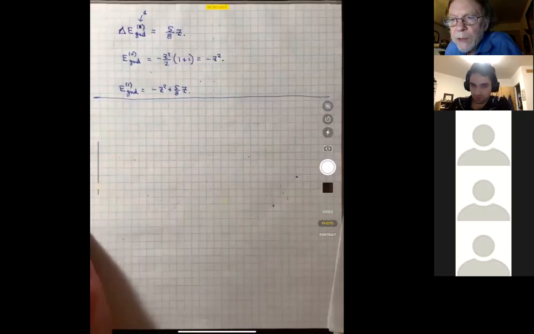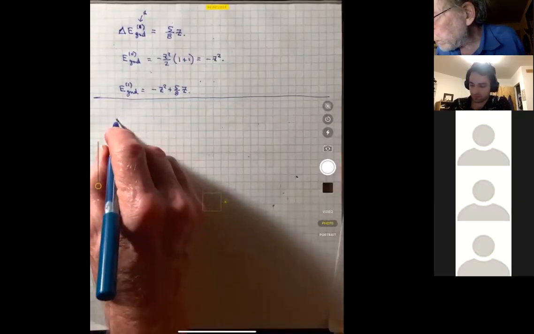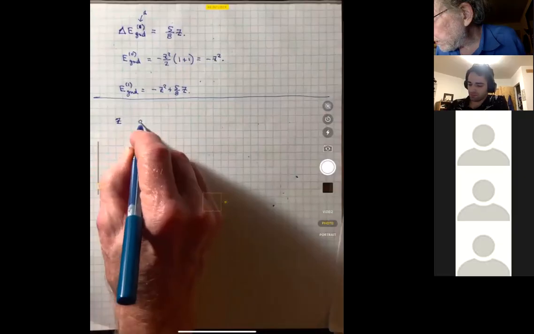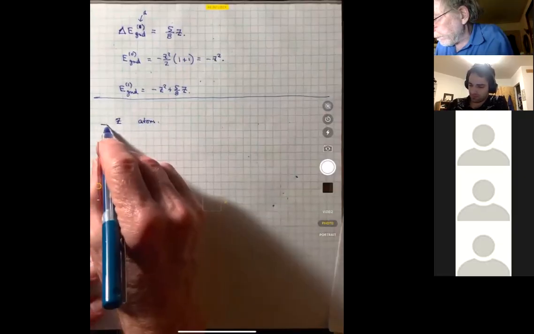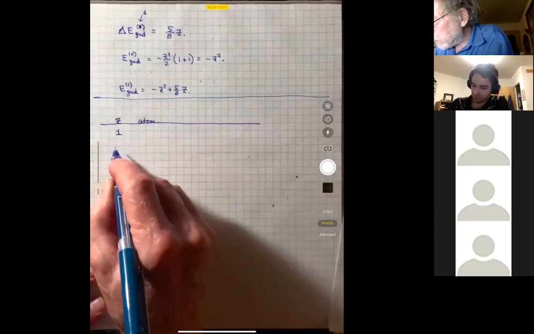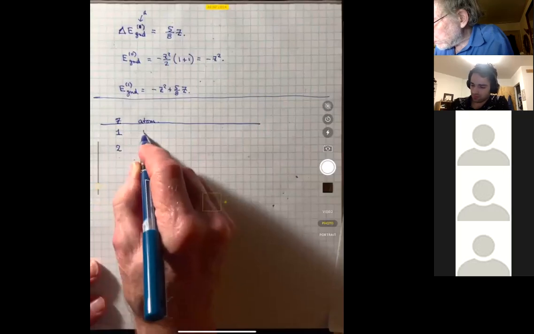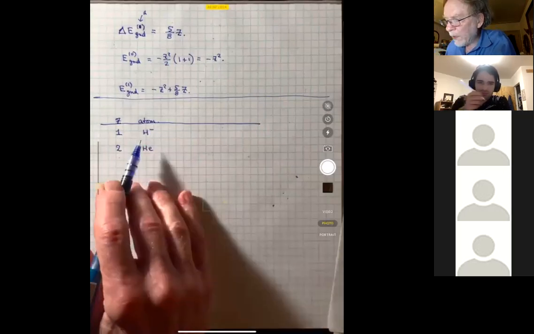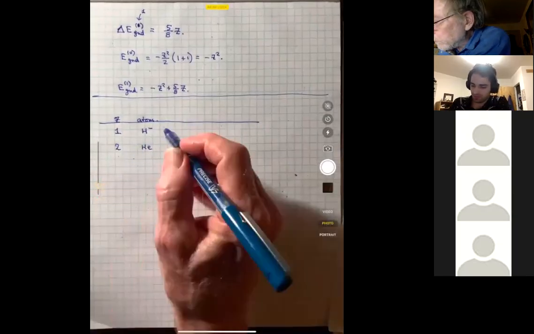Let's look at this energy and see how well it does in various cases. I'll make a table here. I'll start with the nuclear charge Z, and we'll have the atom like so. I'll fill in the table as we go. So let's do 2 atoms. Let's do H minus and let's do helium. Z equals 2 is helium, Z equals 1 is H minus. Remember, H minus is really a marginal case for this theory.